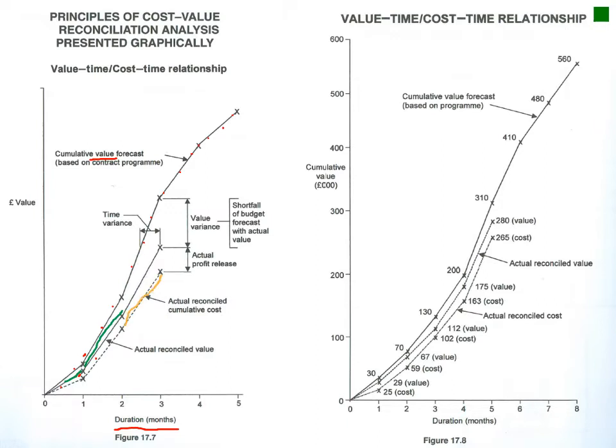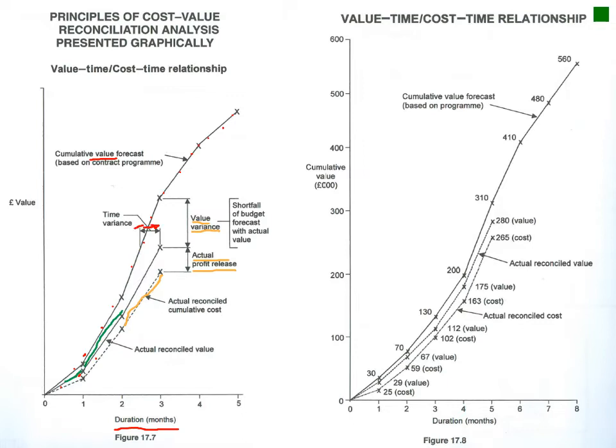So this is your actual profit release that you've got. Okay, and then you've got your actual value. So this is your value variance. The client is very interested in that. And then your time variance, the client is also very interested in that.